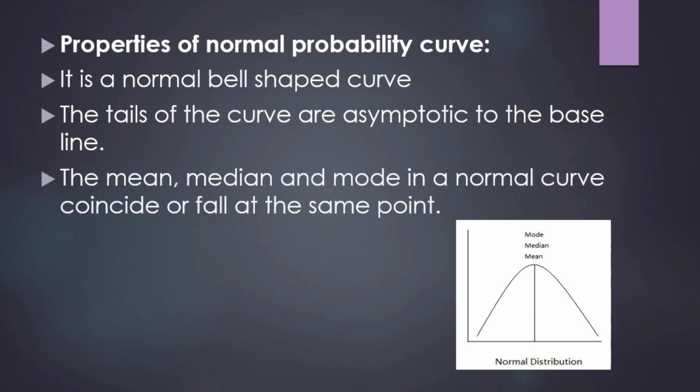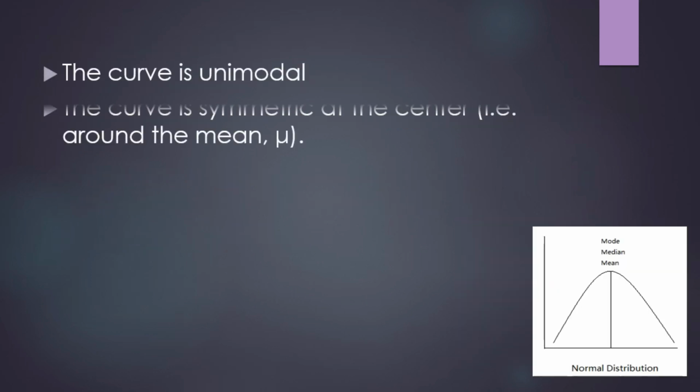The mean, median and mode in the normal curve coincide or fall at the same point. So that shows that all measures of central tendency are equal and stable at the highest peak axis. So we can say that mean equals median equals mode. So all have the same point and same value. The curve is unimodal. The curve is symmetrical at the center. So usually it will be around the mean.